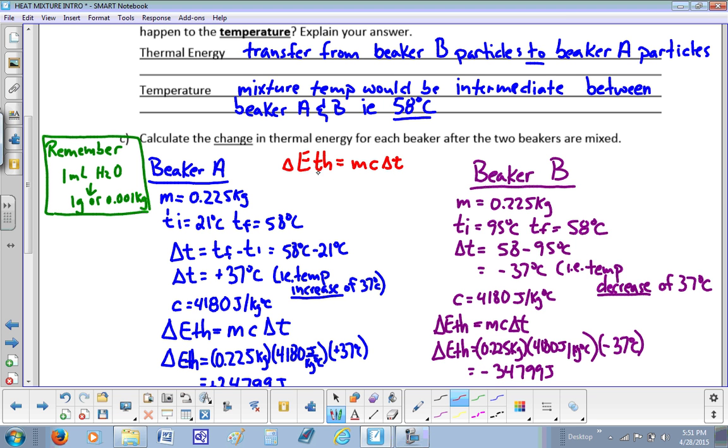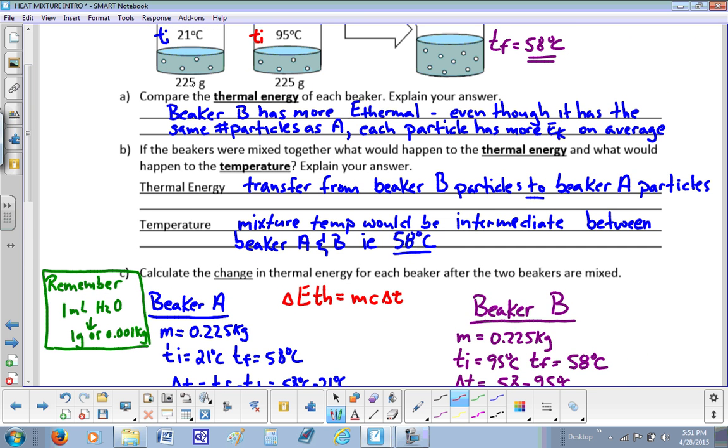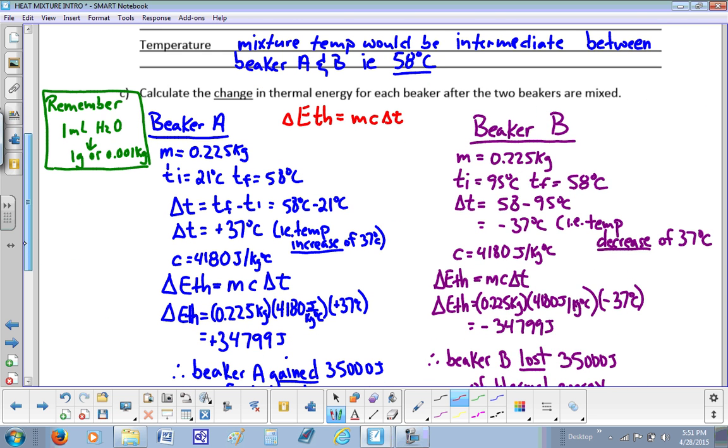So remember, the MCΔT equation is the change in thermal energy is equal to the mass times the heat capacity times the change in temperature for that particular substance. So let's check out beaker A. So beaker A, remember, it has water at 21 degrees Celsius, mass of 225 grams. So you have to remember that each gram of water is really a milliliter of water, and this represents 0.001 kilograms. So in other words, each milliliter is 0.001 kilogram, and here we've got 0.225 kilograms as a result.